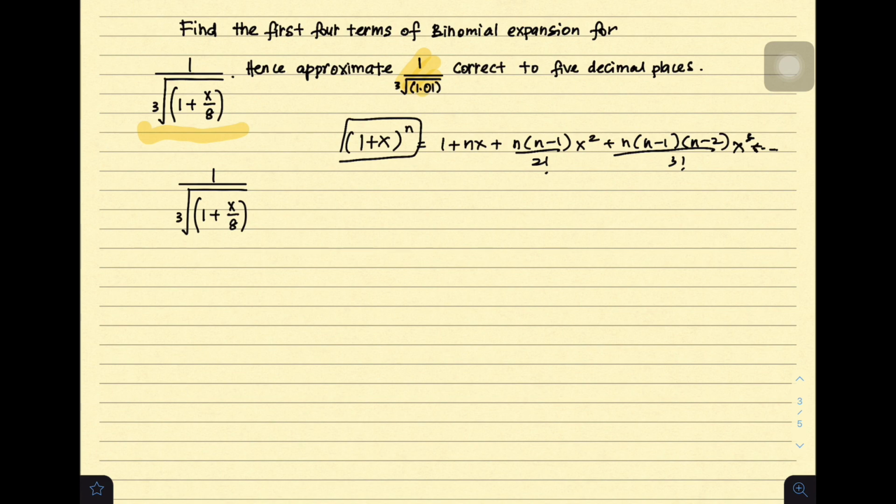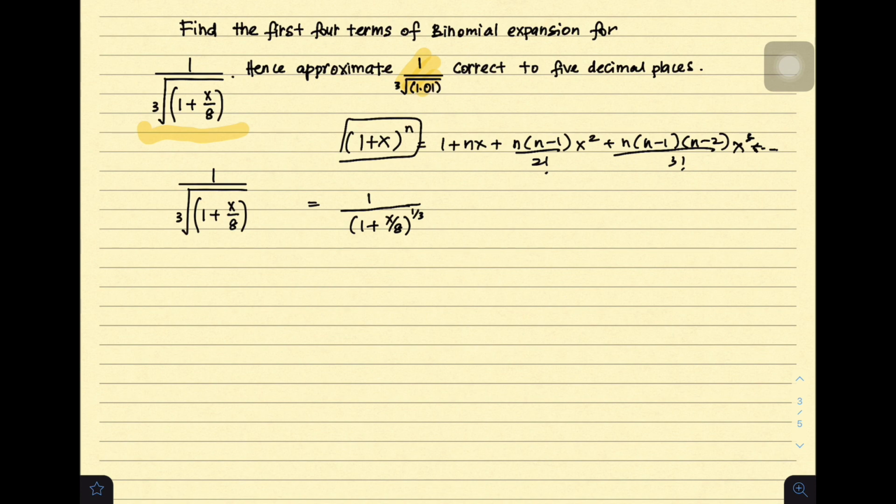Okay, yang pertama awak tengok awak ada cubic root. So we know that kalau cubic root ni kita nak tukar dia jadi kuasa, dia akan jadi kuasa 1/3. Kalau awak ada square root, tukar square root jadi kuasa, dia akan jadi kuasa 1/2. Okay, so now we have cubic root. So we will have 1 over 1 plus x over 8 to the power of 1 over 3. Okay, kuasa dia jadi 1/3.